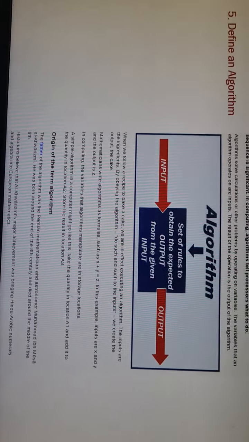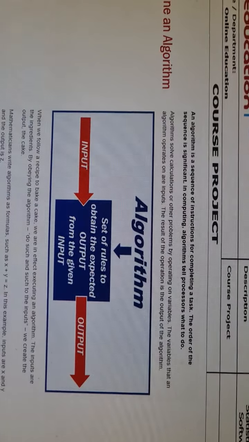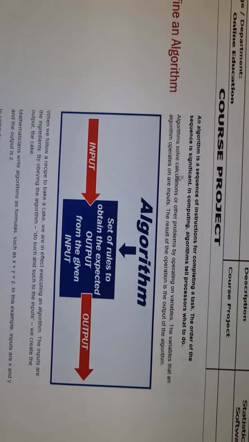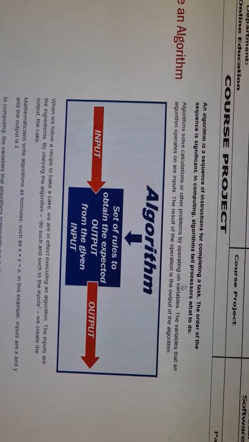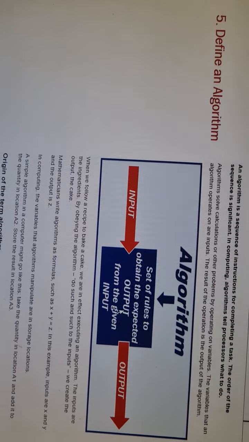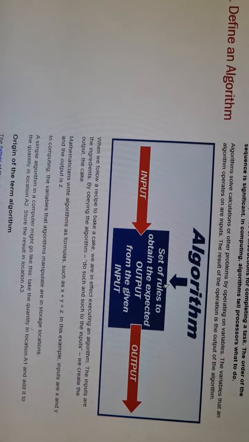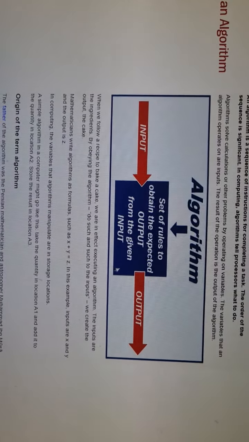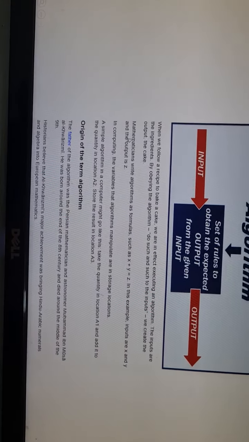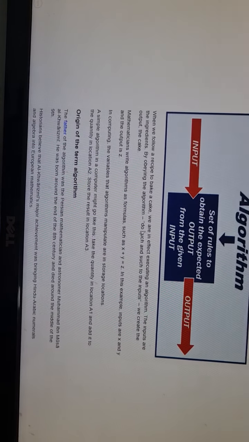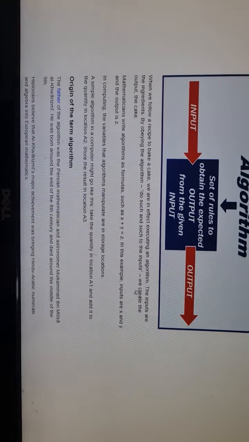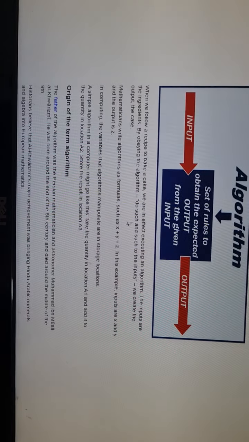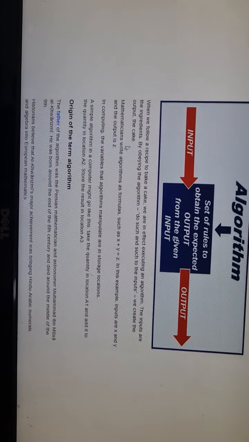So, an algorithm is a sequence of instructions for completing tasks, and the sequence is significant. In computing, algorithms tell processors what to do. An algorithm takes an input, applies a set of rules, and obtains the expected output. When we follow a recipe to bake a cake, we're in effect executing an algorithm. The inputs are the ingredients. By obeying the algorithm, doing such and such to the inputs, we create the output, the cake.